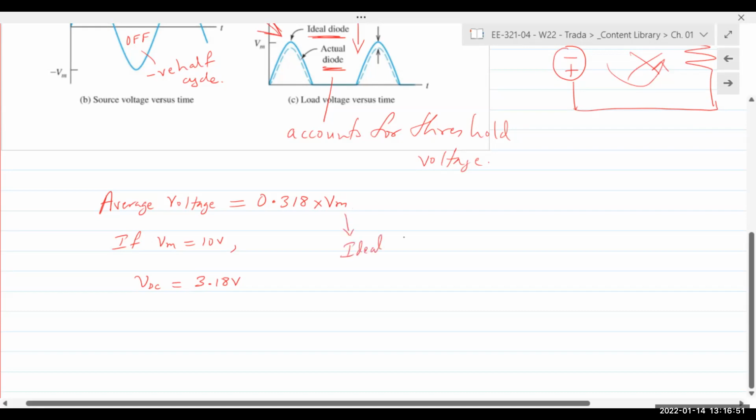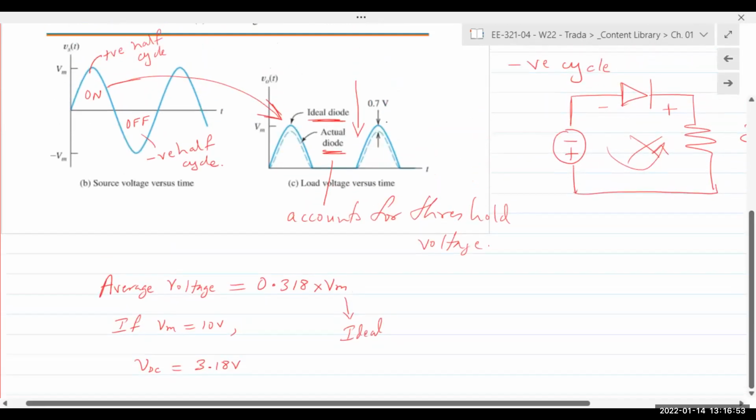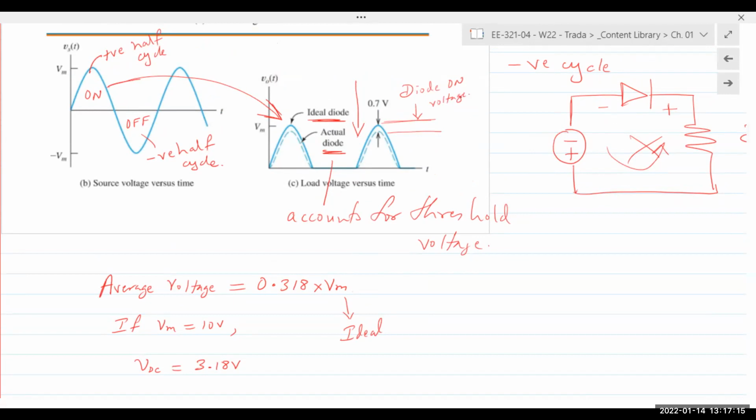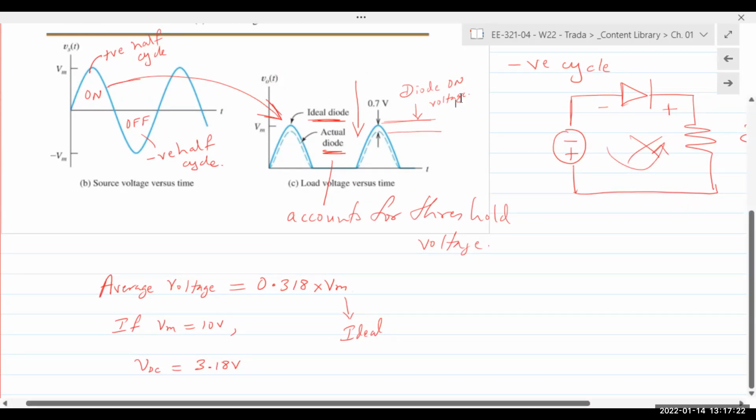That is what we see in these waveforms. The difference is basically the threshold voltage that is required to turn on, so the diode turn-on voltage. Make sense, right? So obviously this is not a very efficient circuit, and so we have something known as full-wave rectifiers.